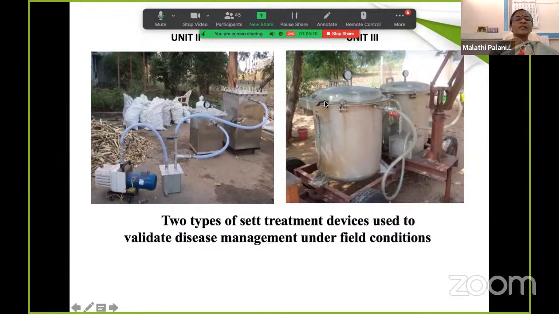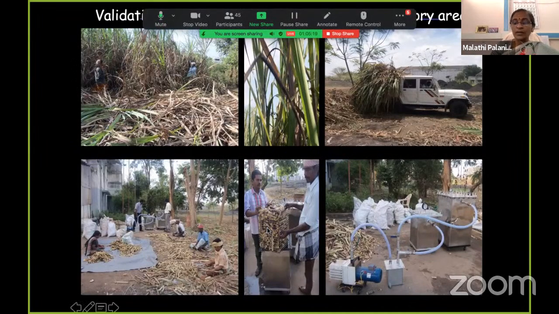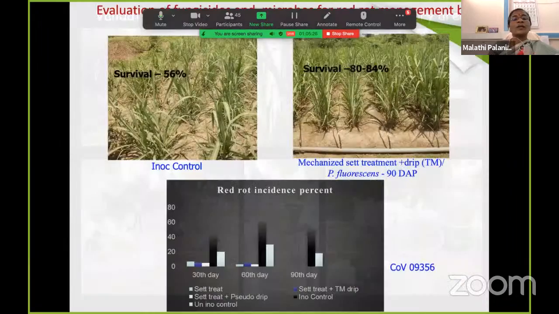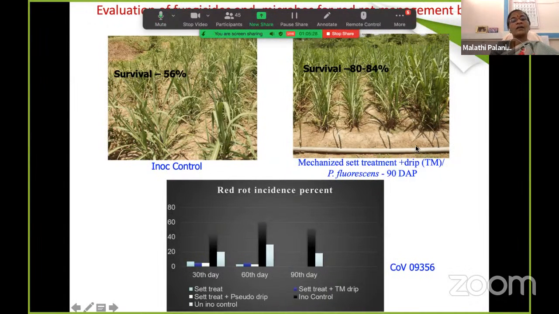And here we can see the fabrication of subsequent units for field application, and we validated this unit under field conditions. This is in sugar factory areas. We conducted trials under field conditions for the management of red rot and smut. This slide shows the management of red rot using mechanized treatment with thiophanate methyl and the bacterial antagonist Pseudomonas fluorescens. That time it was Pseudomonas fluorescens; now it has been confirmed as Bacillus velezensis.